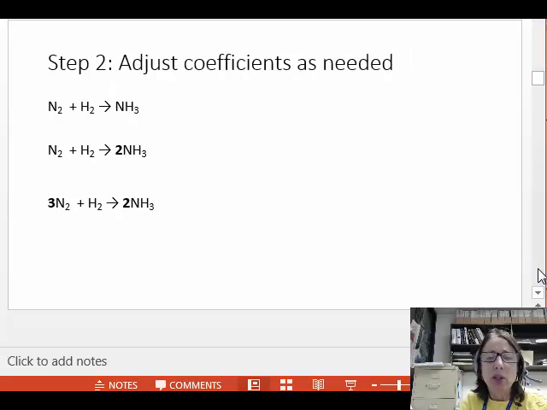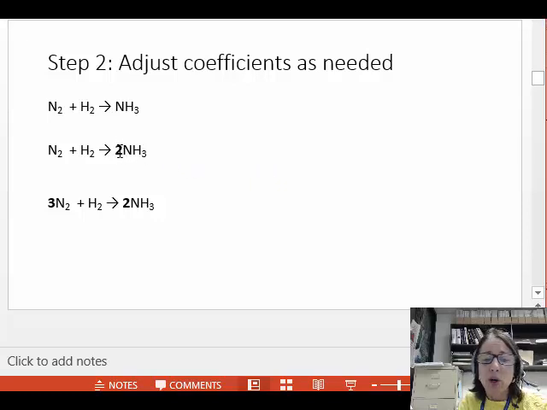Step 2 is to adjust the coefficients as needed. We see that we have 2 nitrogen atoms on the reactant side, but only 1 nitrogen atom on the product side of the equation. If we place a coefficient of 2 in front of the ammonia, we now have 2 times 1 equals 2 nitrogen atoms on the product side. Our nitrogen atoms are now balanced.